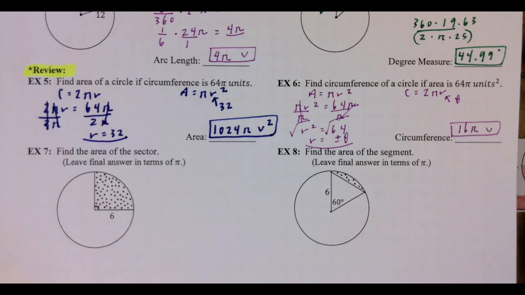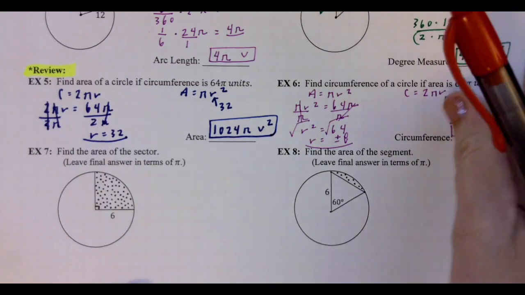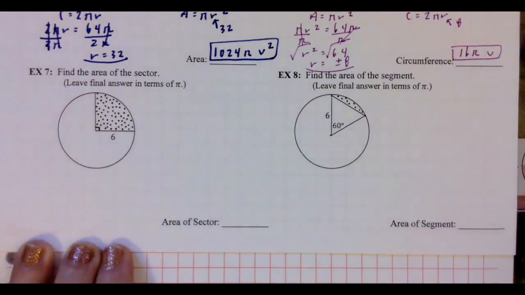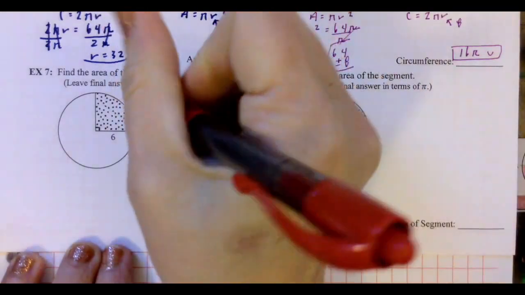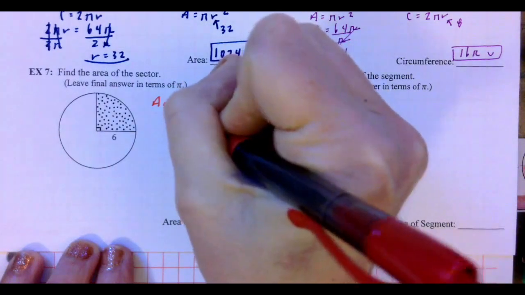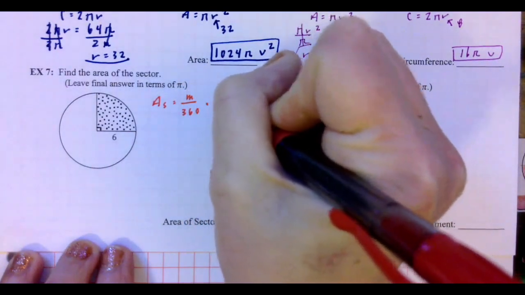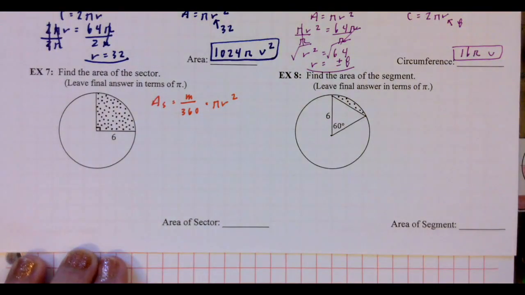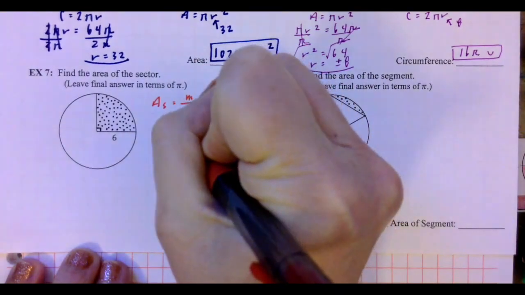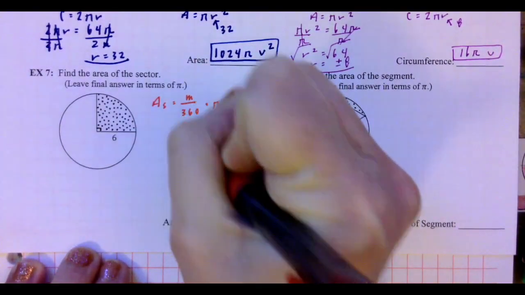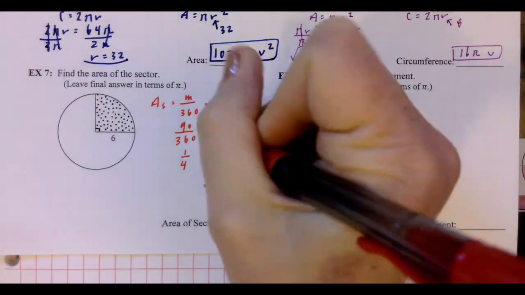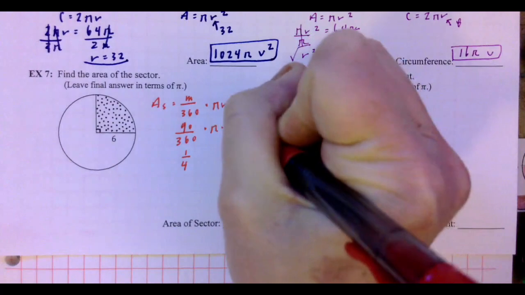All right, last 2 review problems, sector and segment, and I'm saying leave in terms of pi. So the area of the sector is the degree measure of the sector to the circle times the area, pi r squared. So here the degree measure, I'm going to give you that little box notation, means it's 90 degrees to 360, right? So it's a quarter of the circle that is shaded. That's my slice of pi. Times pi times 6 squared.